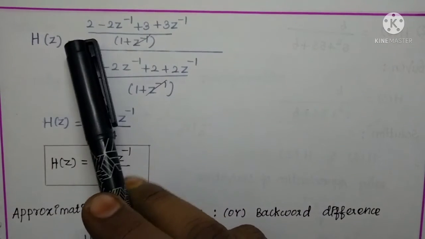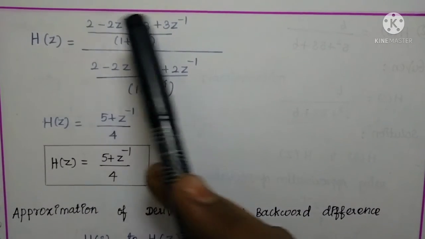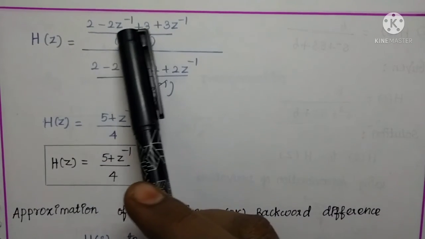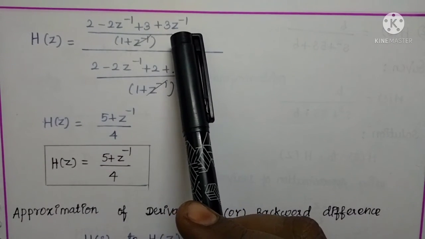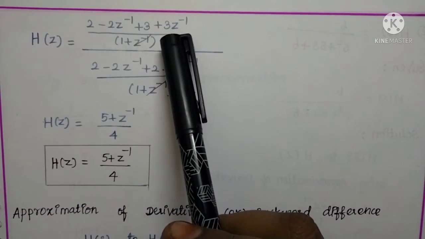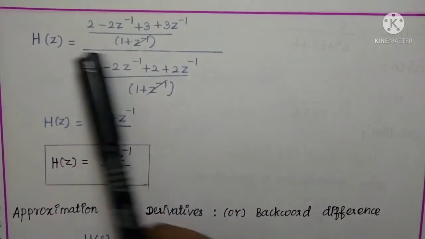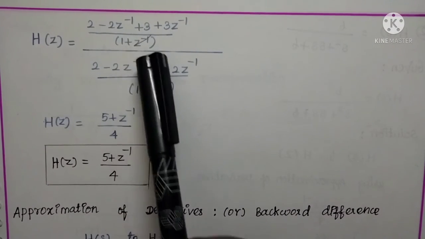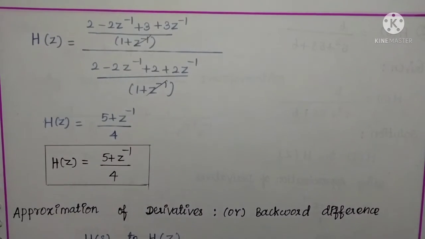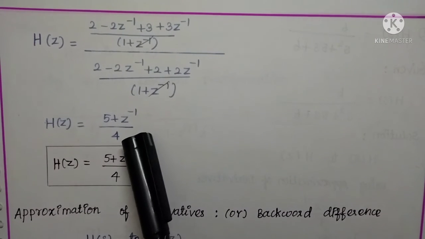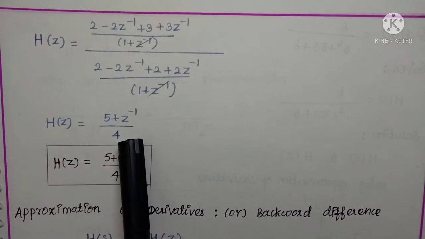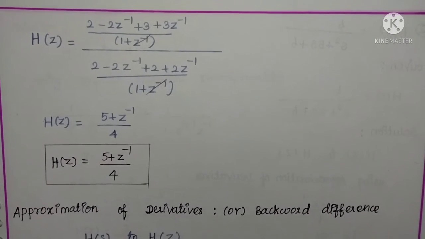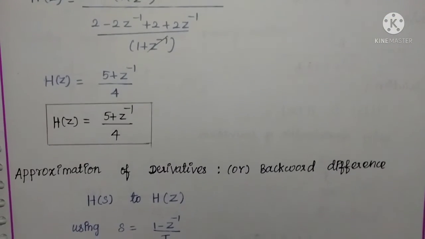So combine the terms. So here we have constants 2 plus 3, 5. Minus 2 z inverse plus 3 z inverse, so minus 2 plus 3 will give you plus z inverse. So divided by 2 plus 2, 4. Minus 2 z inverse plus 2 z inverse will get cancelled. So in the denominator we will have only 4 as a term. So the answer is h of z is equal to 5 plus z inverse divided by 4.